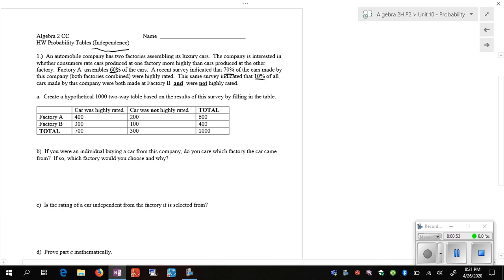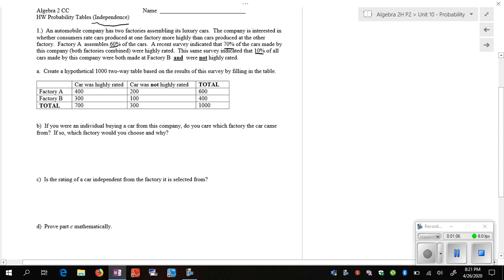Sometimes the idea of making your own table can be beneficial in terms of figuring out these independence ideas as well. So we'll keep that in mind and maybe use that as an example later on. So the first part of this question is, if you were an individual buying a car from this company, do you care which factory the car came from? And if so, which factory would you choose and why? If you want to pause the video at this moment, look at the table, determine what you feel would be the best option, go ahead and do that. Otherwise, I'm going to go ahead and start this.